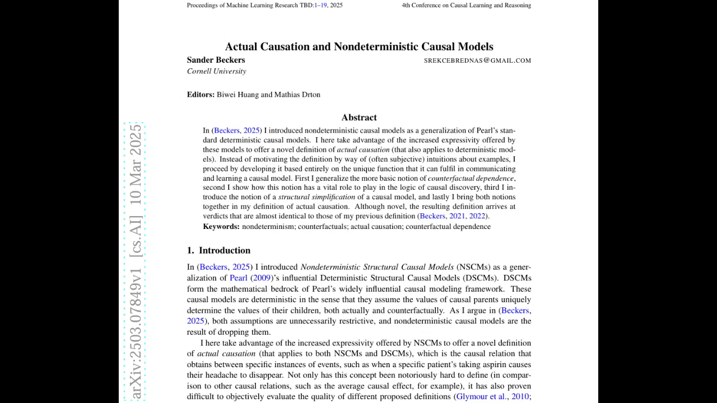All right, deep divers, buckle up, because today we're going to take a deep dive into the very idea of cause and effect. It sounds simple at first, but we're going to explore some really tricky questions. Like, how do we actually know what causes what? Especially when things get messy and complicated in real life. Our guide for this deep dive is this paper. It's called Actual Causation and Nondeterministic Causal Models.